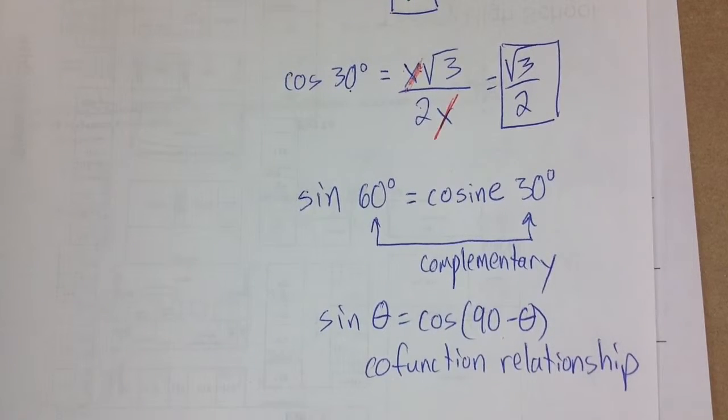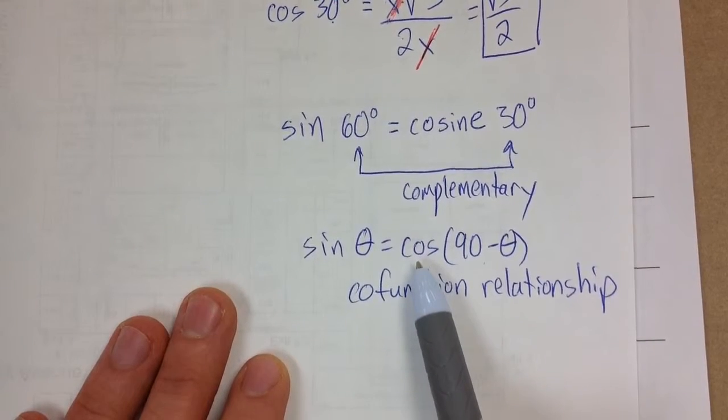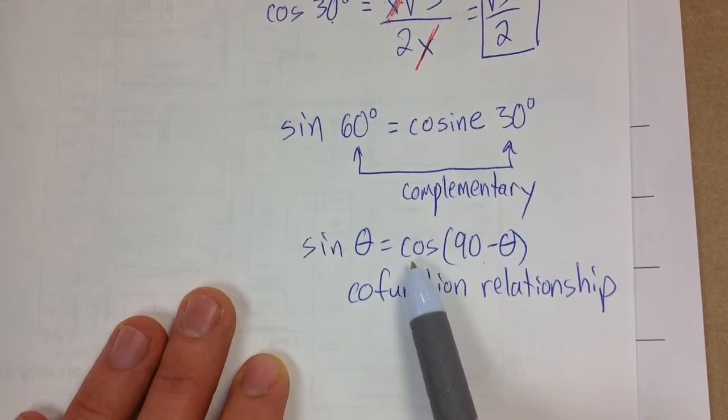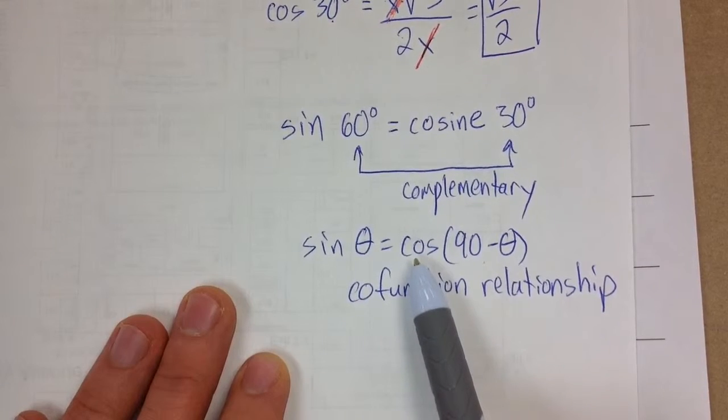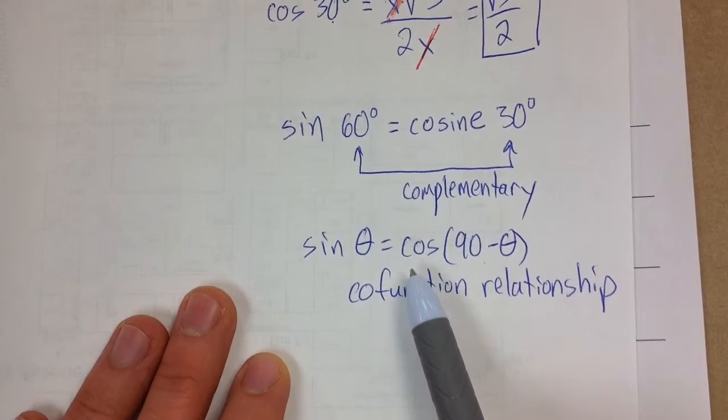So the sine of 45 degrees is equal to the cosine of 45 degrees. Exactly. The sine of 10 degrees is equal to the cosine of 80 degrees. Okay. So sine and cosine are co-functions. Cosine, get it? Co-function. Secant and cosecant are co-functions. Tangent and cotangent are co-functions.